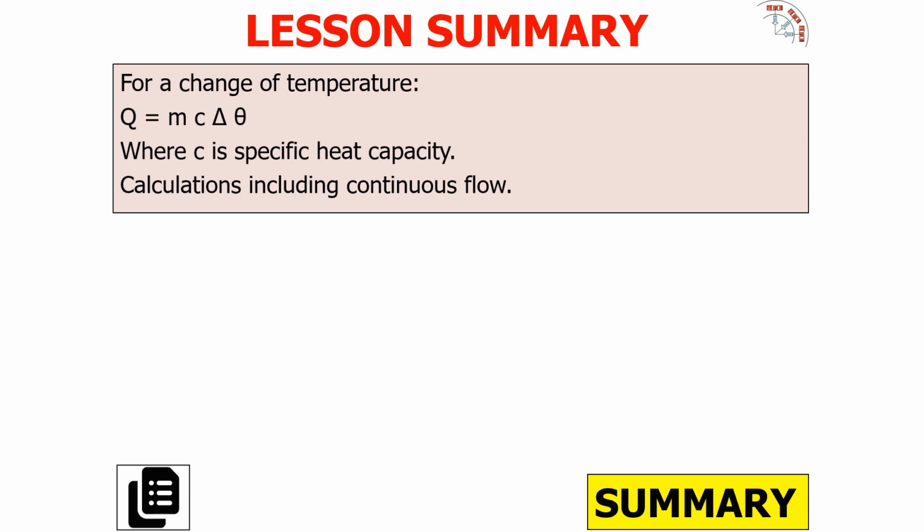For a change in temperature, Q is equal to m times c times delta theta, where c is specific heat capacity, and calculations can include continuous flow like we've looked at in today's lesson.